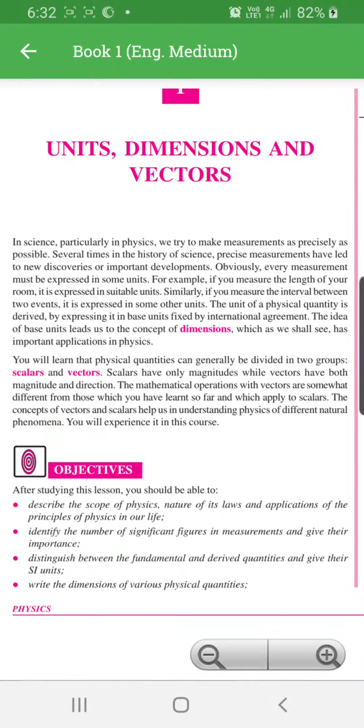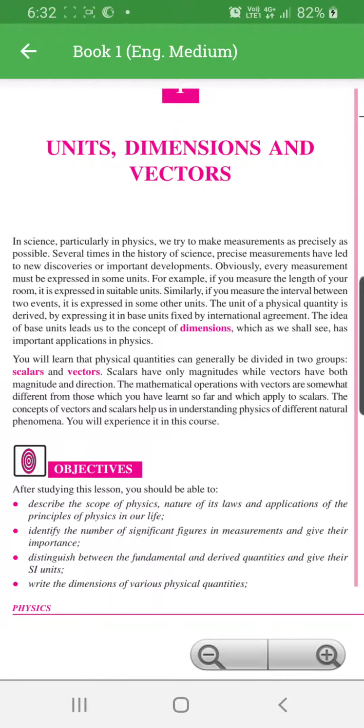Objectives: after studying this lesson, you should be able to describe the scope of physics, nature of its laws and applications of principles of physics in our life, identify the number of significant figures in measurements and give their importance, distinguish between the fundamental and derived quantities and give their SI units, write the dimensions of various physical quantities.